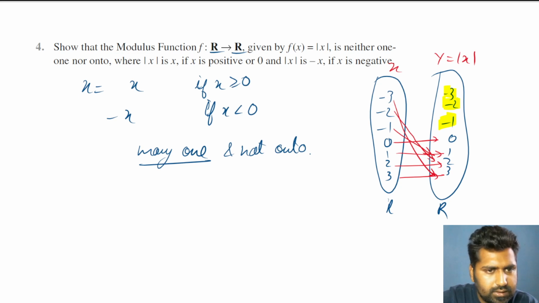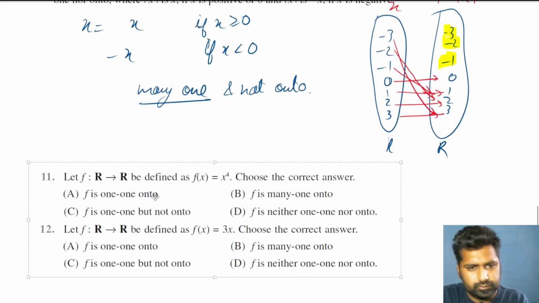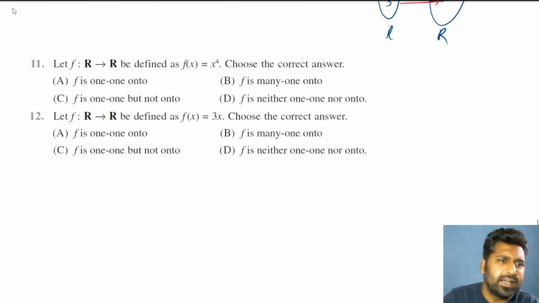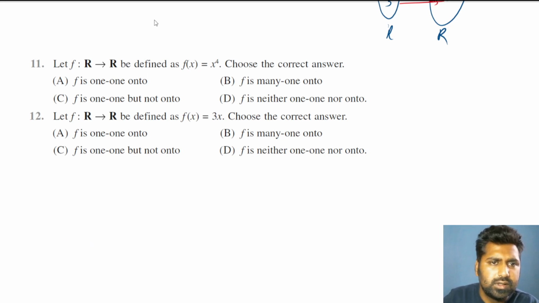Now let's deal with some MCQ form questions also. This is the basic idea for 1-1 on 2, R to R. Again, better draw it. It's very easy to understand if we draw that.